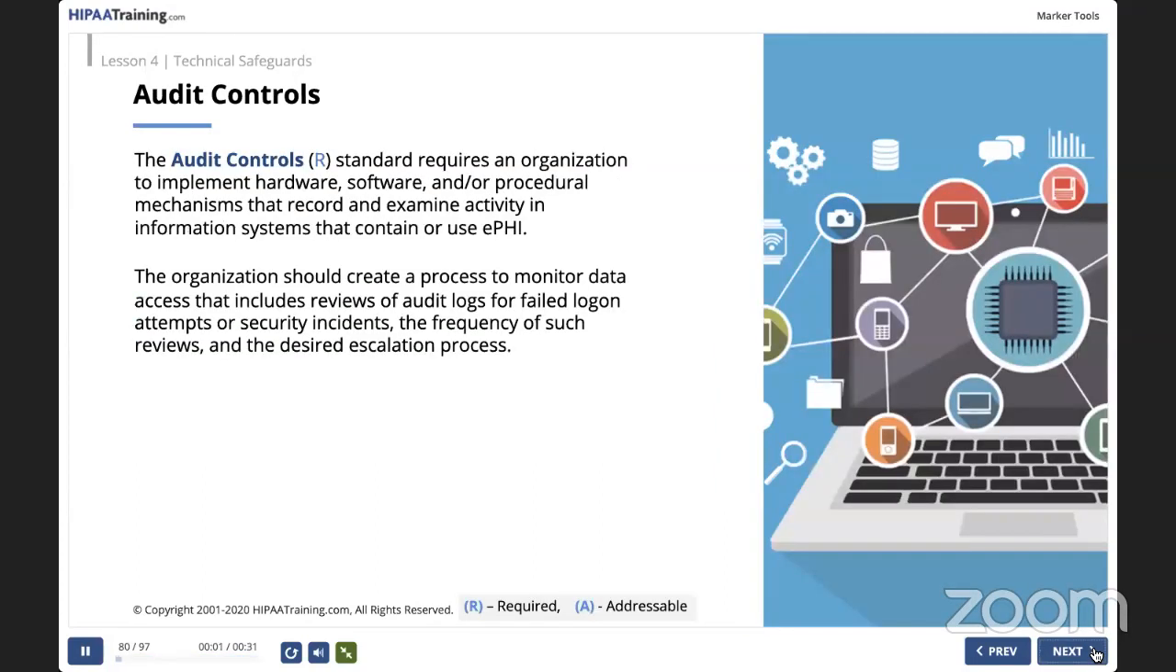Audit controls. The audit controls standard requires an organization to implement hardware, software, and/or procedural mechanisms that record and examine activity in information systems that contain or use EPHI. The organization should create a process to monitor data access that includes reviews of audit logs for failed logon attempts or security incidents, the frequency of such reviews, and the desired escalation process.